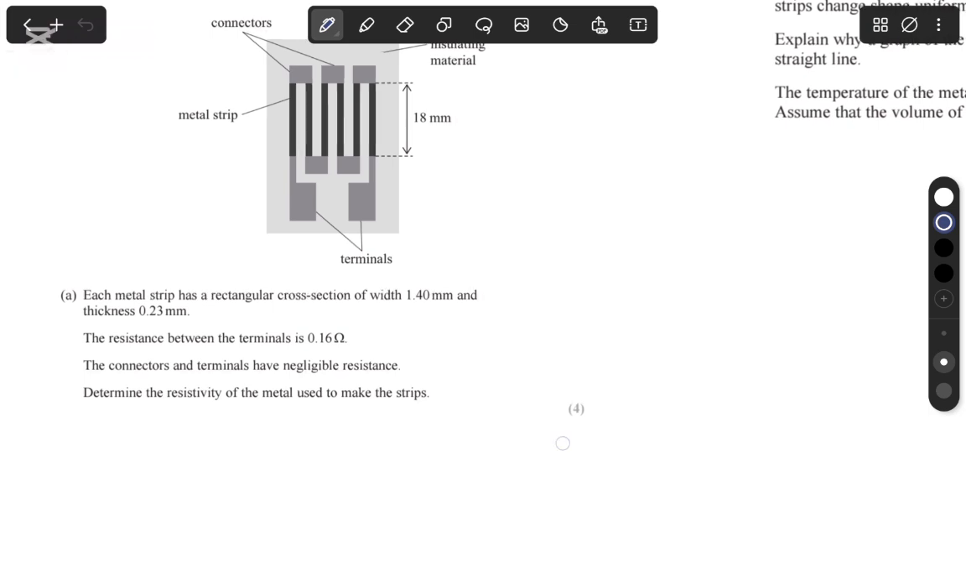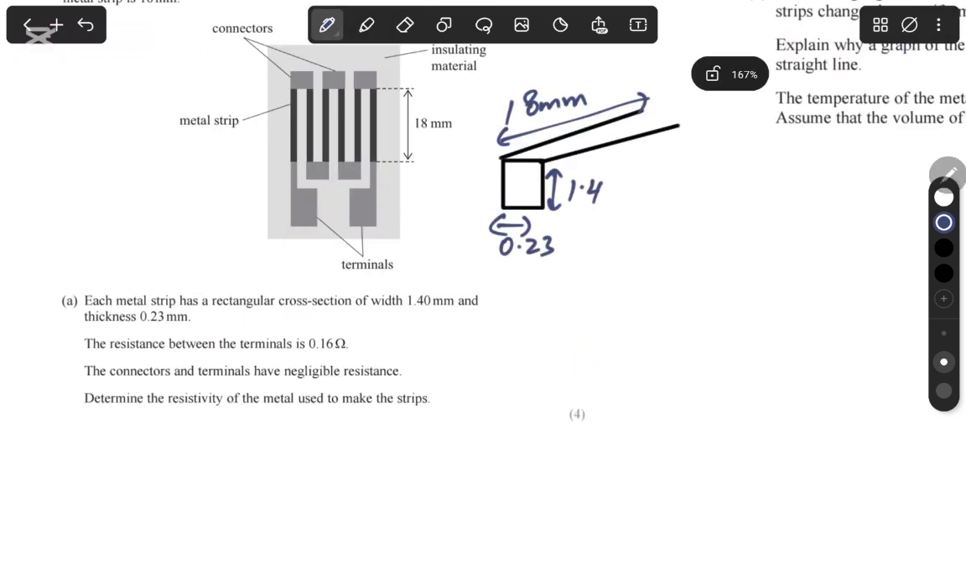And then we have to determine the resistivity. So our diagram will look something like that, where we will have this right over here, our thickness, our width, and then our length right over there.